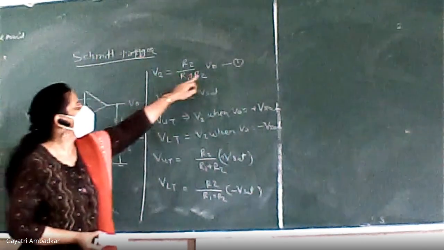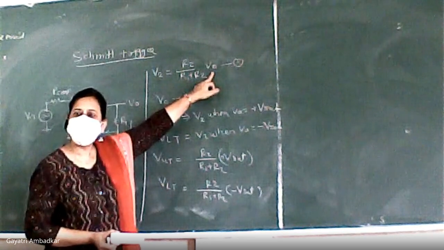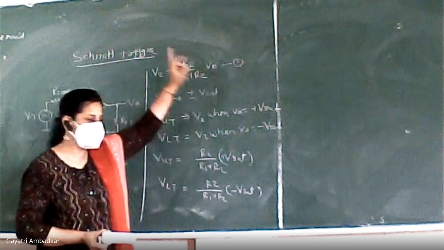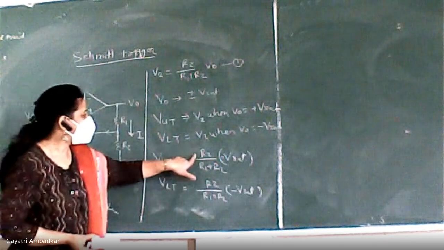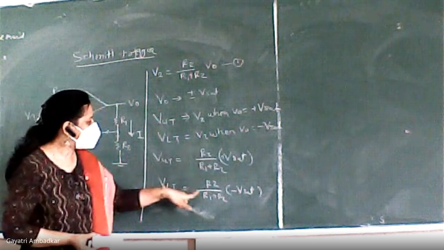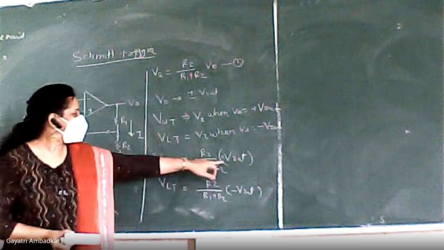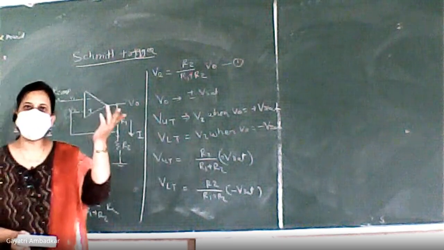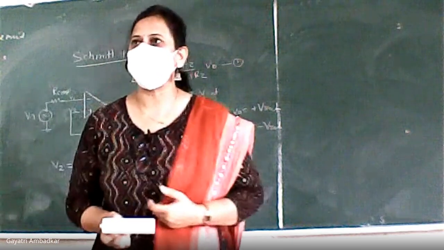One, here VO replaced by plus VSAT. Second, VO replaced by minus VSAT. So I will accordingly write VUT as R2 upon R1 plus R2 into plus VSAT and VLT equal to R2 upon R1 plus R2 into minus VSAT. Where there is a positive sign, I will call it upper threshold, and where there is a negative sign, I will call it lower threshold. Okay.